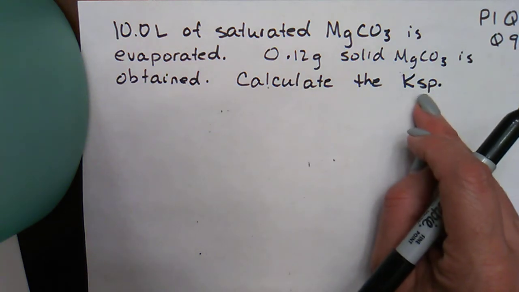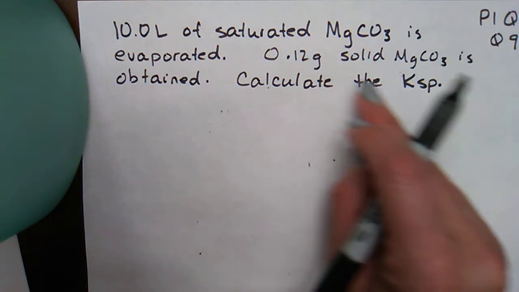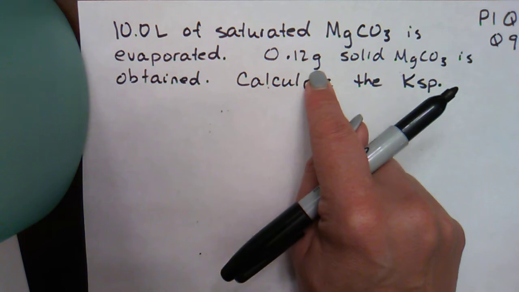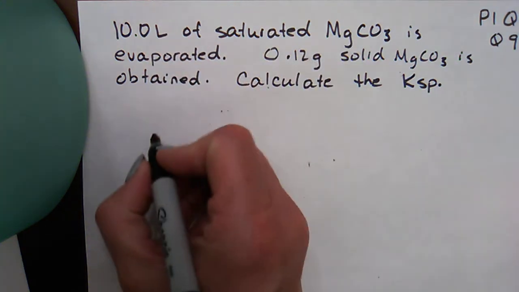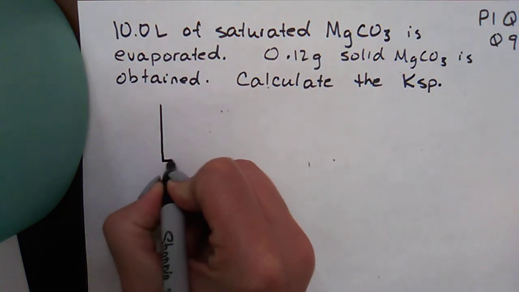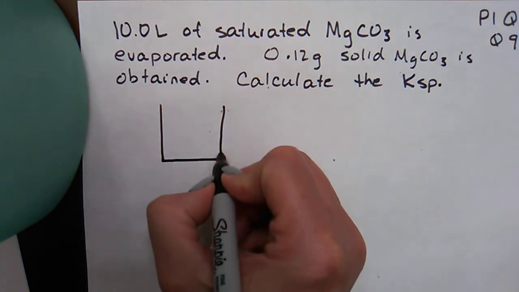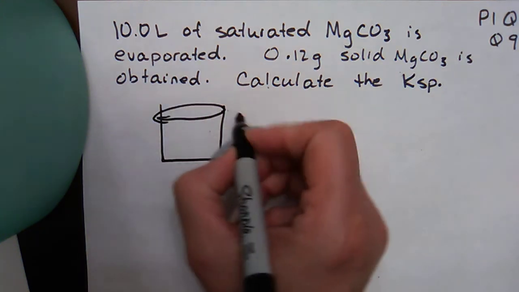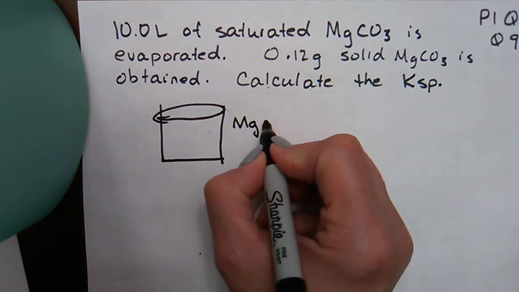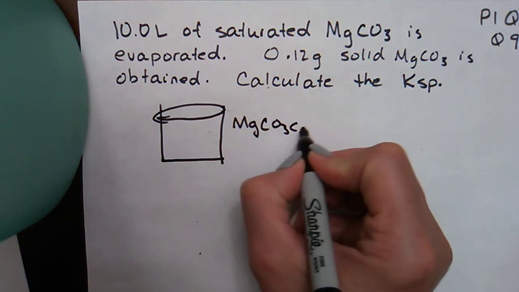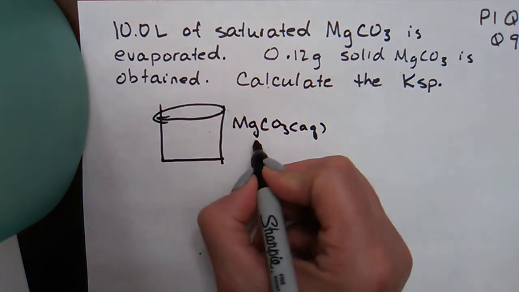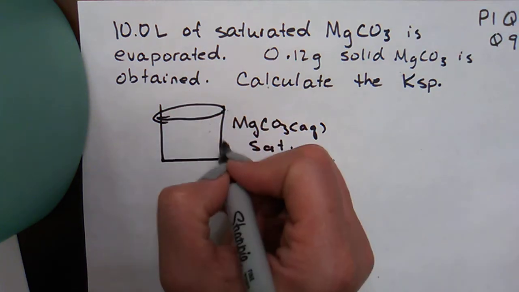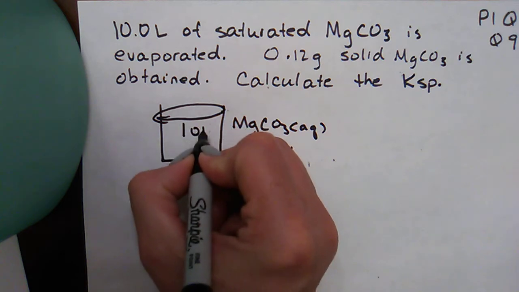That means somewhere along the line they must have given me X, but nowhere in here do I see moles per liter. I do, however, see grams and 10 liters. So what we're seeing is a situation where I have a container, and this container is full of a magnesium carbonate solution. So we've got magnesium carbonate here, and this solution is aqueous and it is saturated, which means it's holding as much as it can. So this total amount is 10 liters.